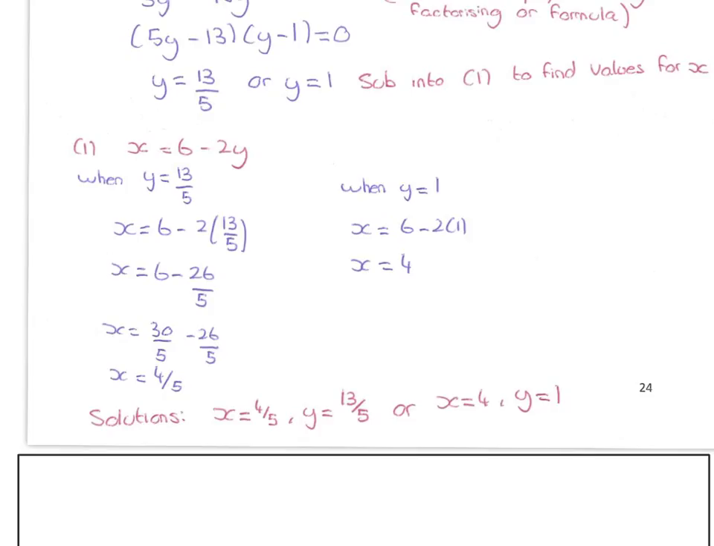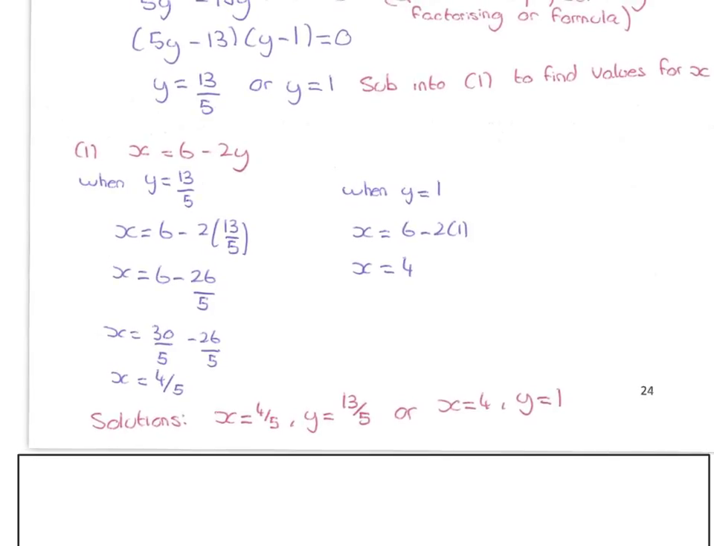Again, please make sure that you check these solutions to make sure you haven't made any silly mistakes. Simultaneous equations are easy, straightforward marks, but it's very easy to make a mistake in all the working out, so just make sure you double check everything.